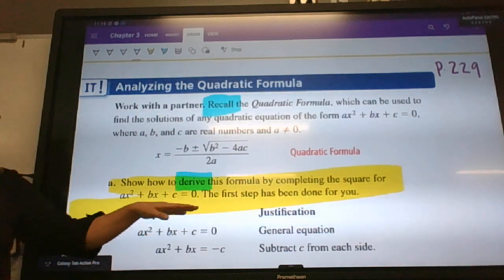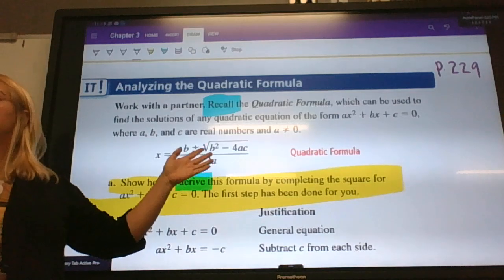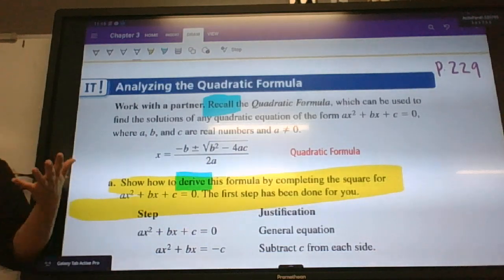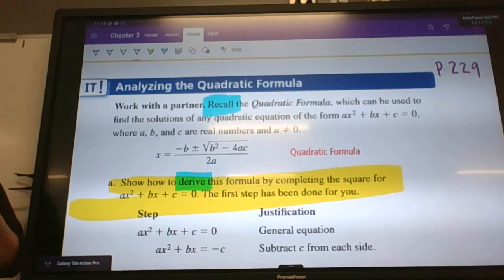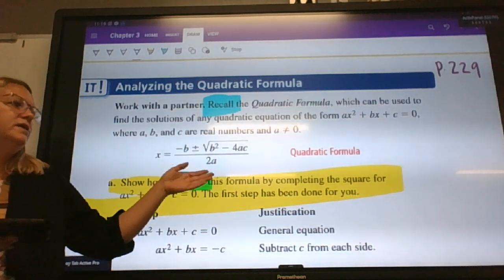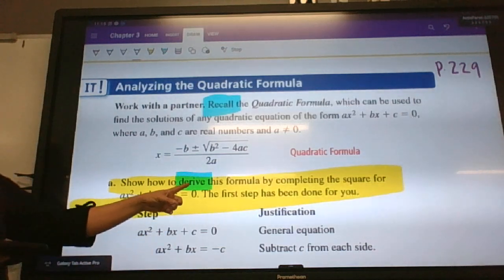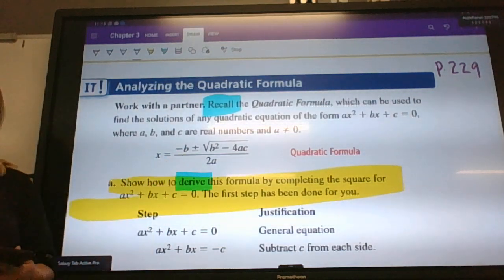The completing the square process, this method existed before the formula. And then they figured out there was this pattern at the end, and that if people just recognized the pattern and plugged in, then they could skip the whole process. So right now, we're going to see how the formula was created.